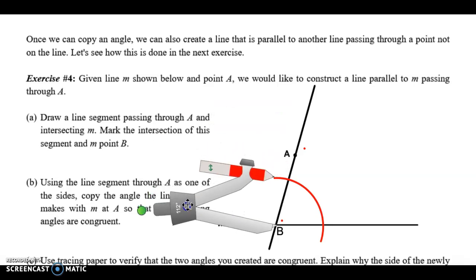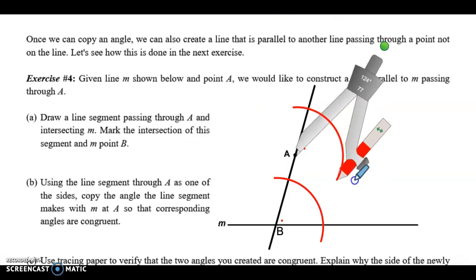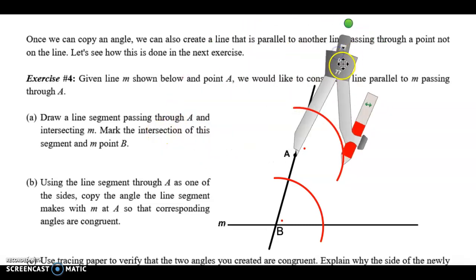So I went to B and I drew an arc. I'm going to come here to A and draw the same exact arc. Now you want to be as exact as you can, otherwise the lines don't come out looking parallel. So I have that same arc.